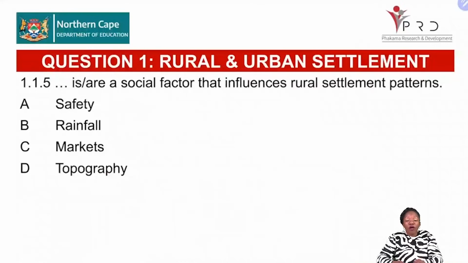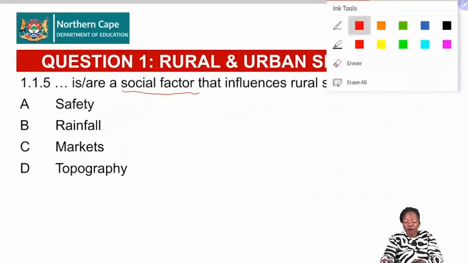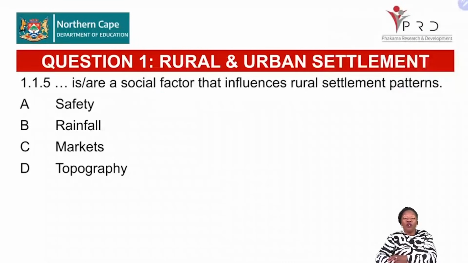Then your question 1.1.5 is about a social factor. Remember again, it's another factor, but now which factor? We are looking at the social factor that influences the rural settlement pattern. So what is the social factor that will influence the rural settlement pattern? Is it safety? Is it rainfall? Is it a market? Or is it topography? Remember, we are talking about the social factor. So another 1 minute, and then after 1 minute, we will be able to proceed to our correction.